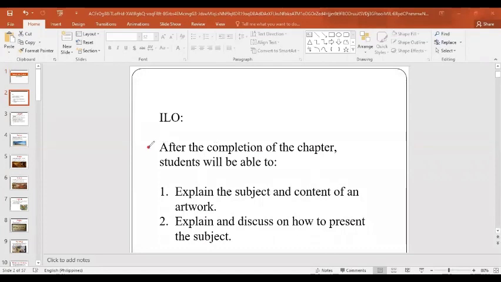After the completion of the chapter, students will be able to, number one, explain the subject and content of an artwork. Second, explain and discuss how to present the subject.